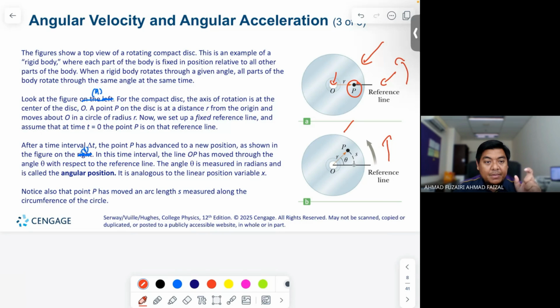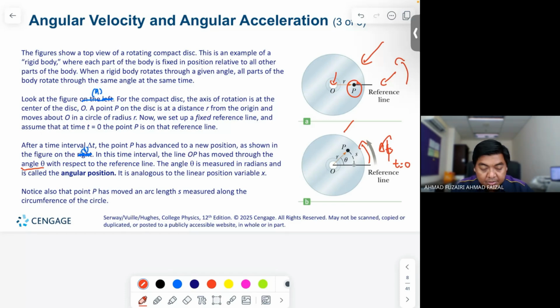to a certain s. That means after a time interval delta t, starting from delta t equals 0, the point P has advanced to a new position, as shown in this time interval. The line OP, between O, the center of rotation, and P, our point, has moved through the angle theta, with respect to the reference line. The angle theta is measured in radians.